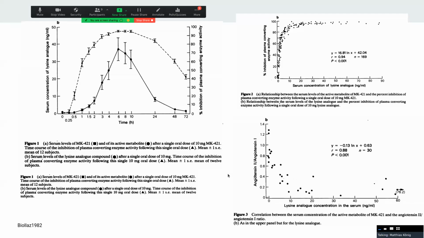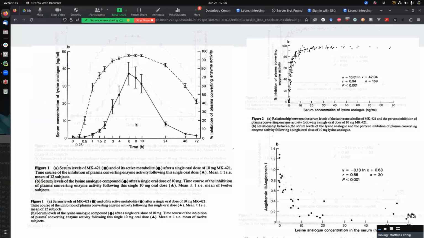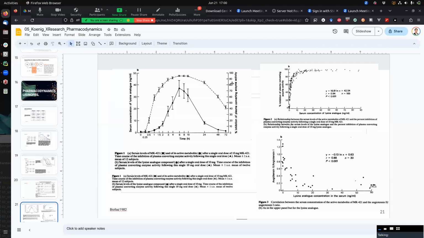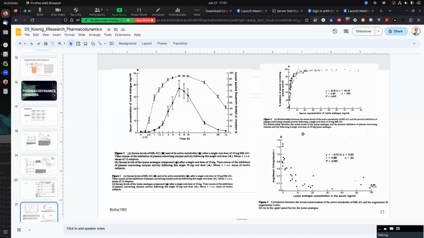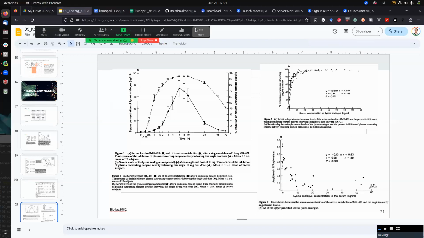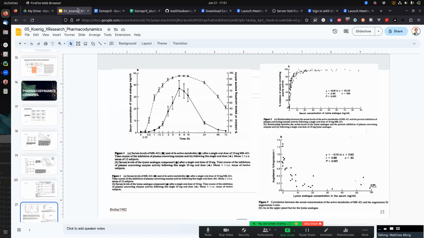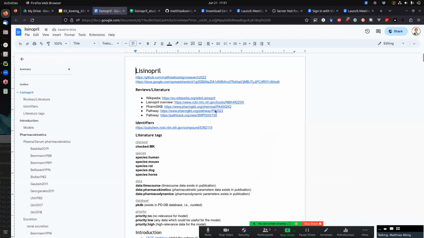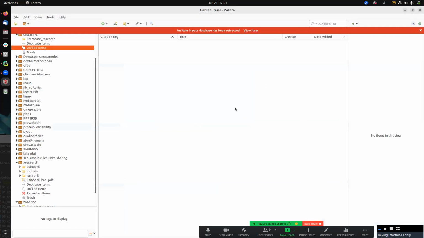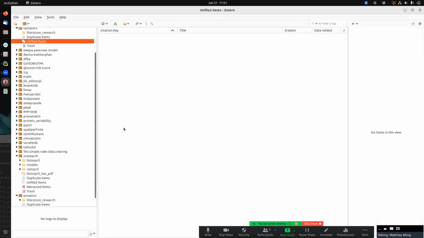Okay, let's see. Yeah, basically this part. Okay. And we go, I think first we go through this lisinopril document. And this is actually where I put together the information.